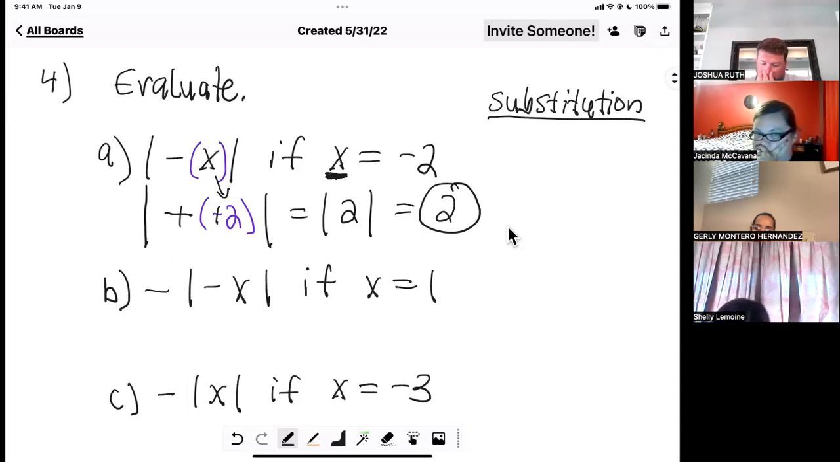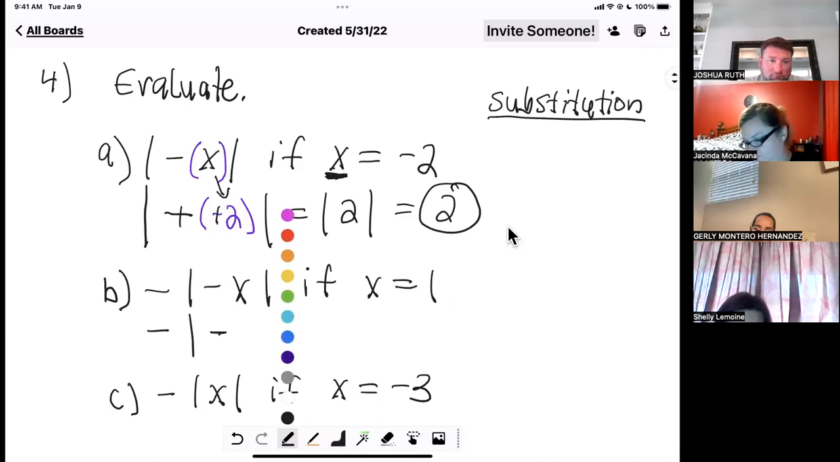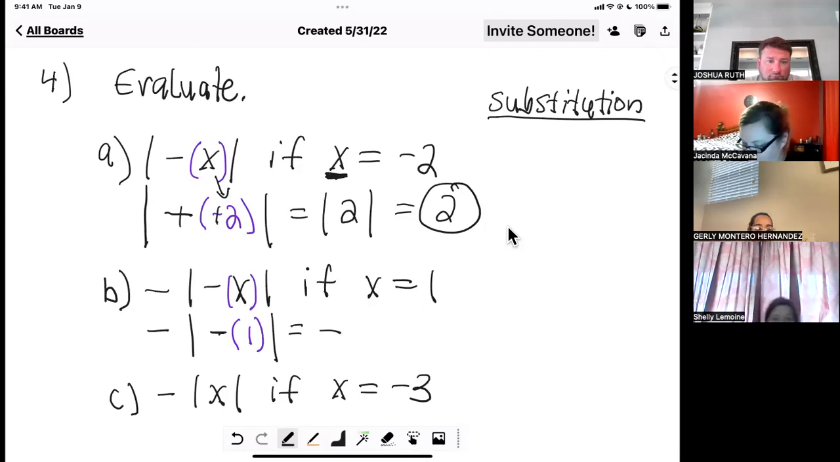B, again, we're only allowed to replace the X. The negative stays, and I'm only allowed to replace the X. So here's my X. I'm going to make that 1. I don't really need this parentheses this time, so I'm just going to get rid of the parentheses so we can see it better.